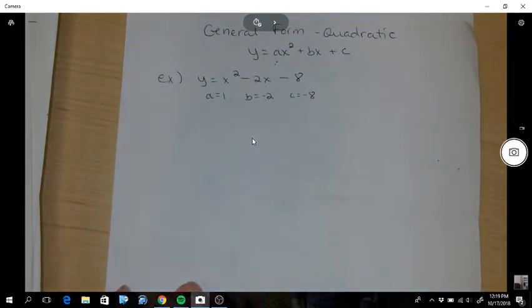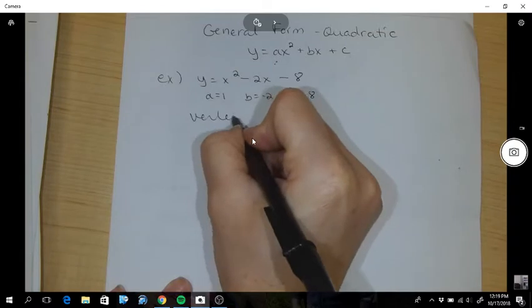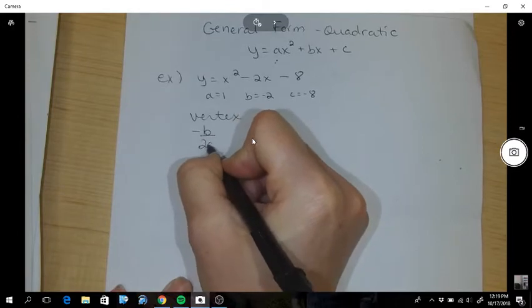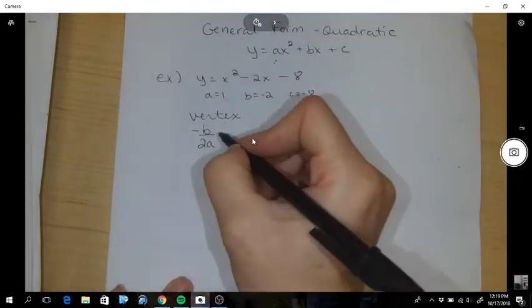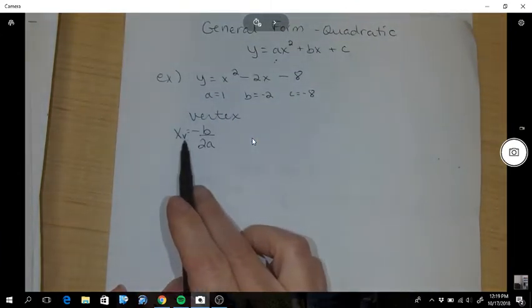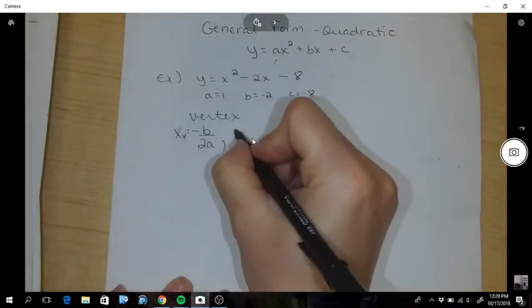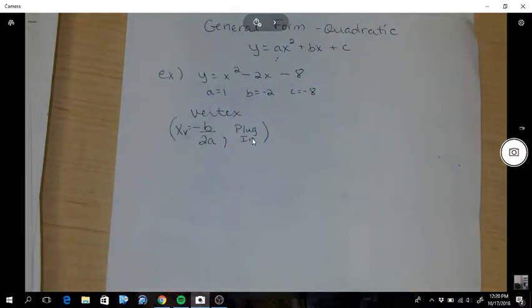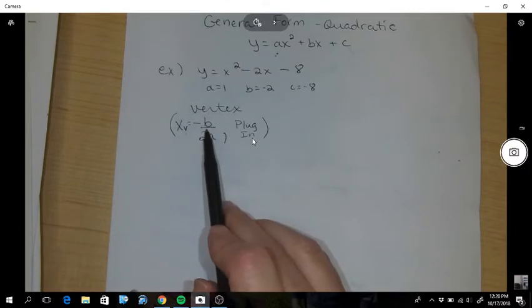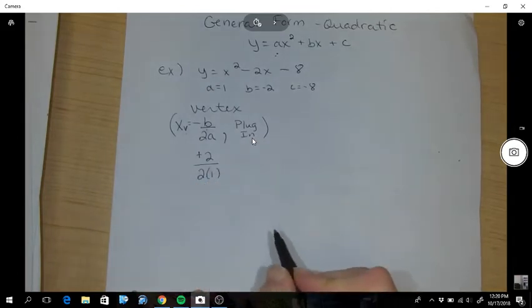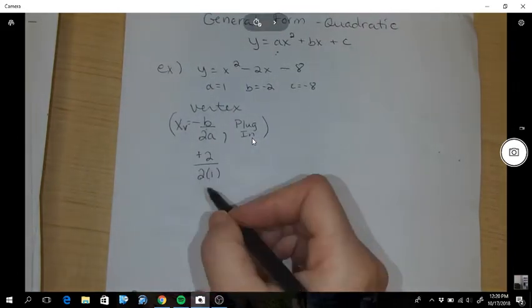Now I'm going to show you two ways to get the vertex. So the first way is to use this little formula on your formula sheet, negative b over 2a, to get the x value. On the formula it says x value of the vertex, and then you plug that value in to get the y. Okay? So I'm going to take negative b, so that's a positive 2, over 2 times a. So that becomes 2 over 2, which is 1.